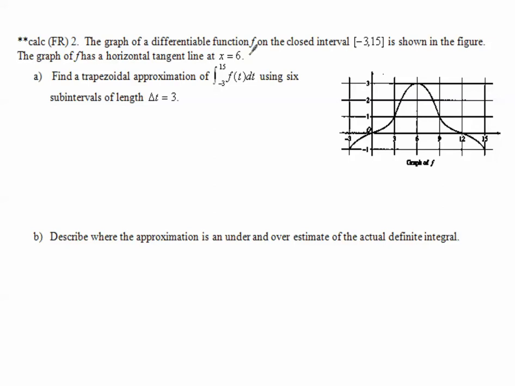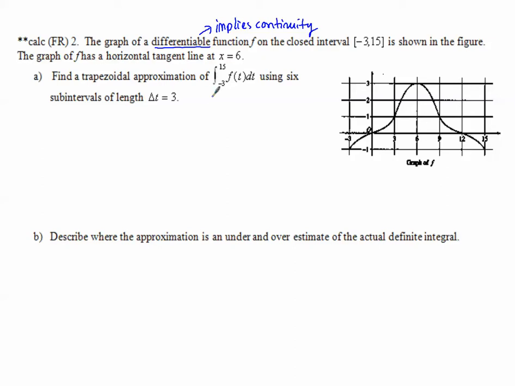The graph of a differentiable function f, differentiable we know implies continuous, on the closed interval -3. Now I said it implies continuous, but let's write that. That implies continuity. That's important to remember. On the closed interval from -3 to 15 is shown in the figure. The graph f has horizontal tangent line at x equals 6. That's important for another part of this question.